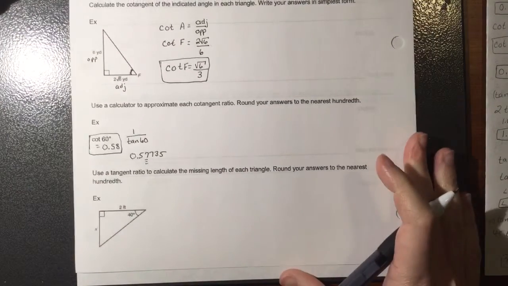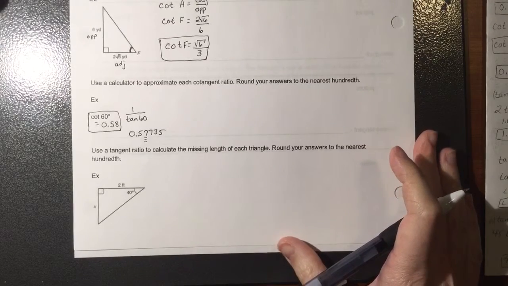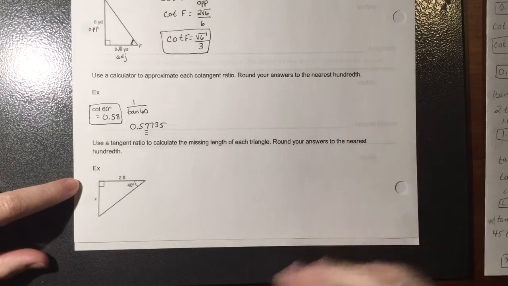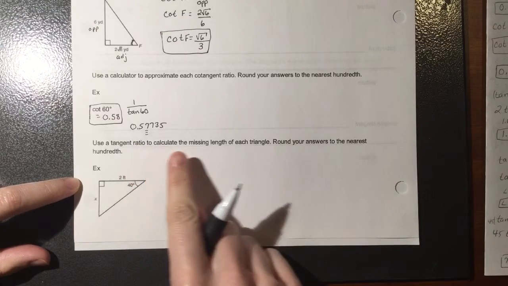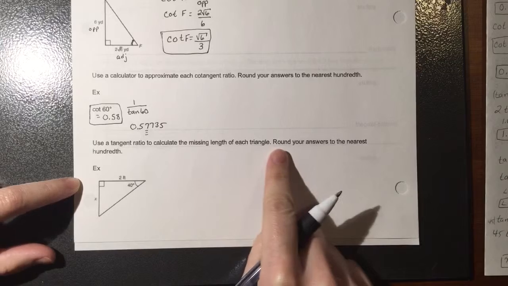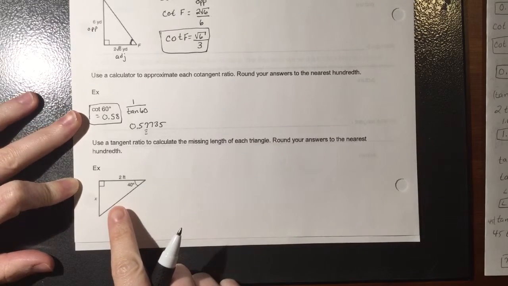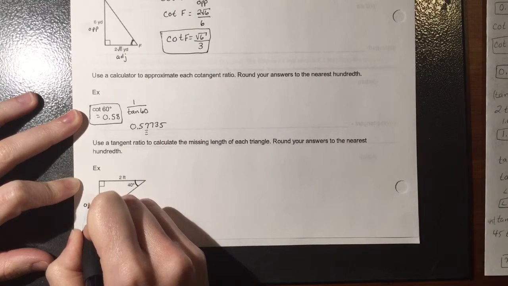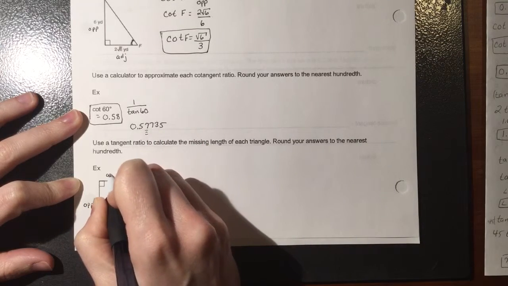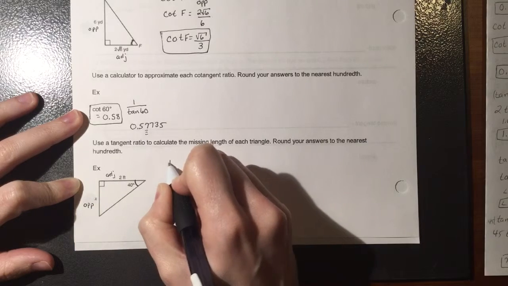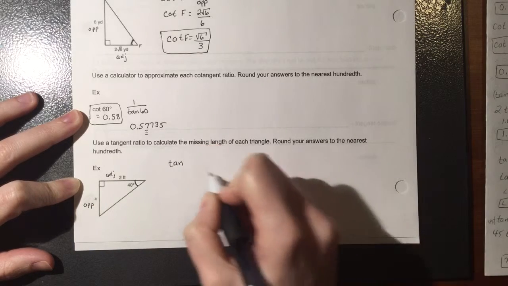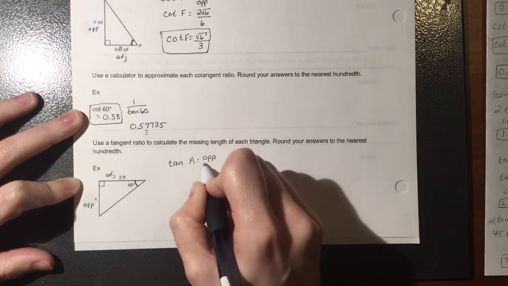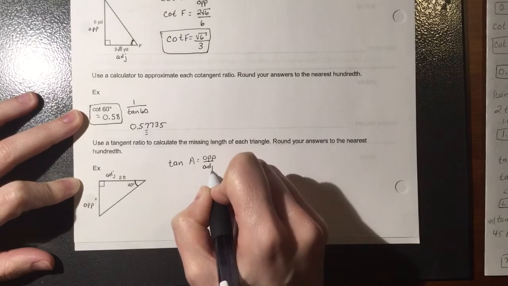Looking at the next one, and this is where the trig functions start getting used a lot, and this is where you use them to start finding values in problems. So use a tangent ratio to calculate the missing length of the triangle, round your answers to the nearest hundredth. So if we look, there's our reference angle, this is opposite, and this is our adjacent, so we're using tangent. And looking back at our basic definition, tangent of an angle is going to be equal to opposite over adjacent.